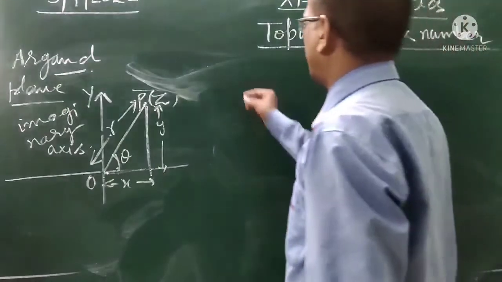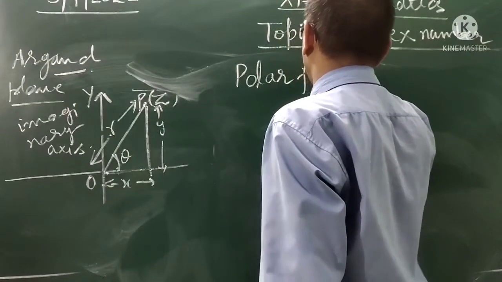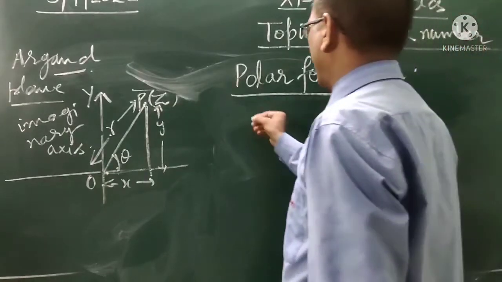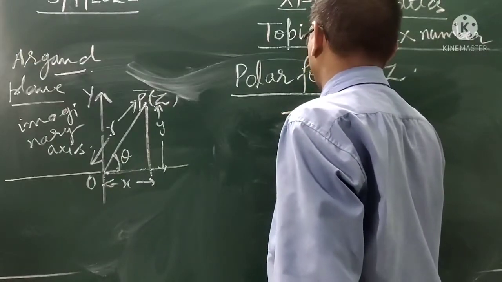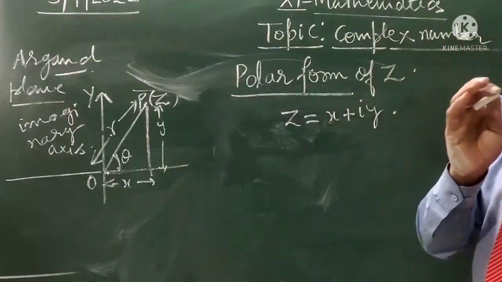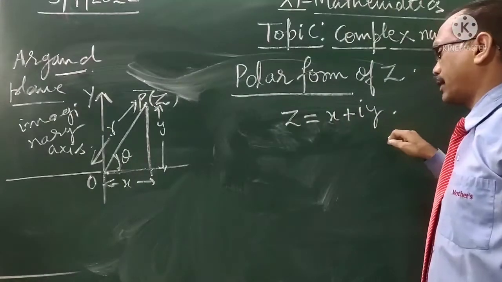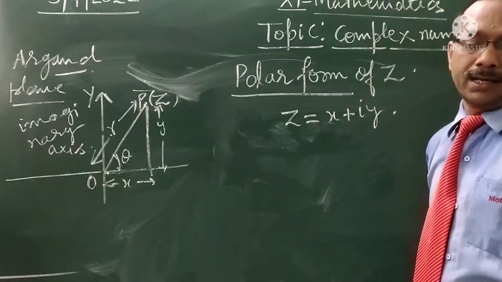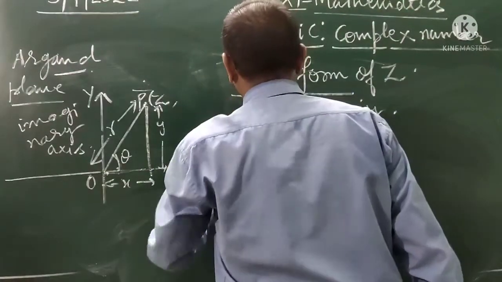Dear student, next is polar form of the complex number. Polar form of z. Dear student, as you know, z equal to x plus iota y. The value of z in terms of x and y is called Cartesian form of the complex number. The value in terms of r and theta is called polar form of the complex number. So we will find the polar form.